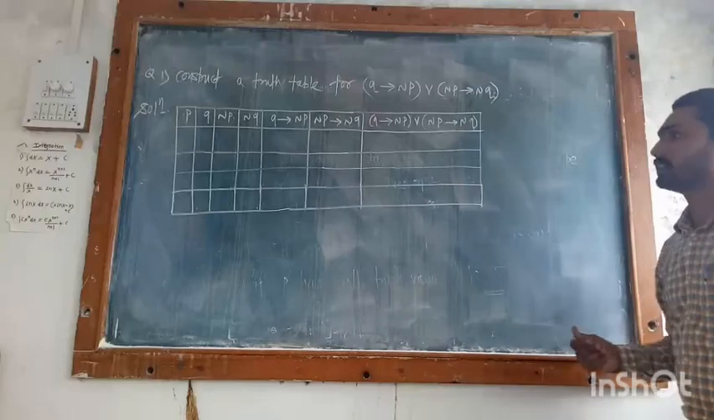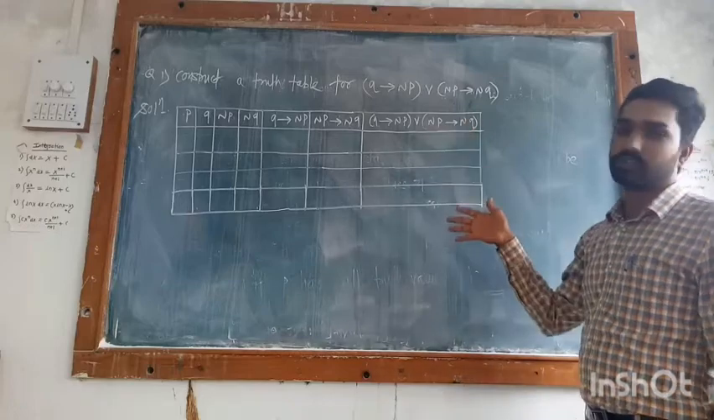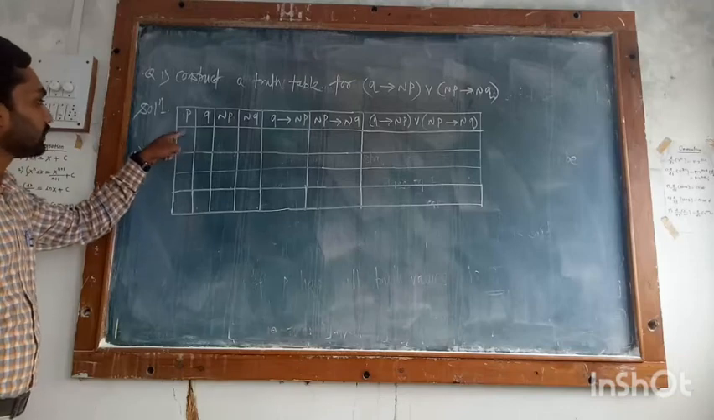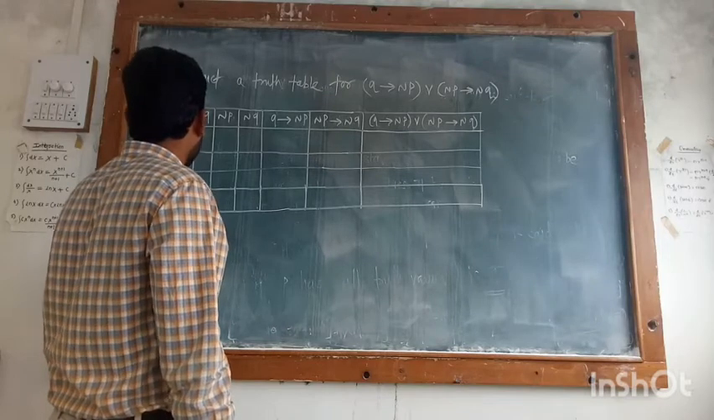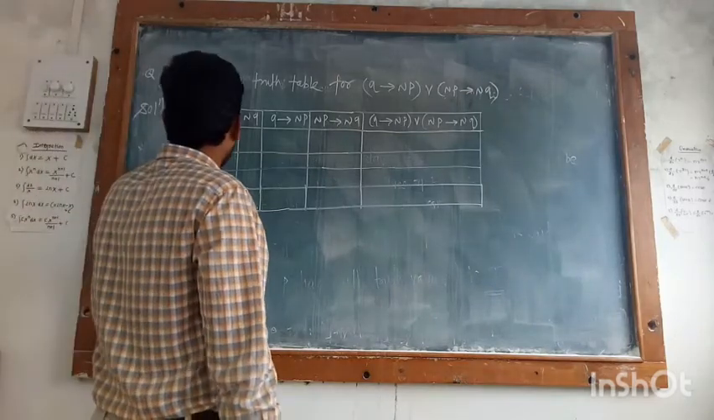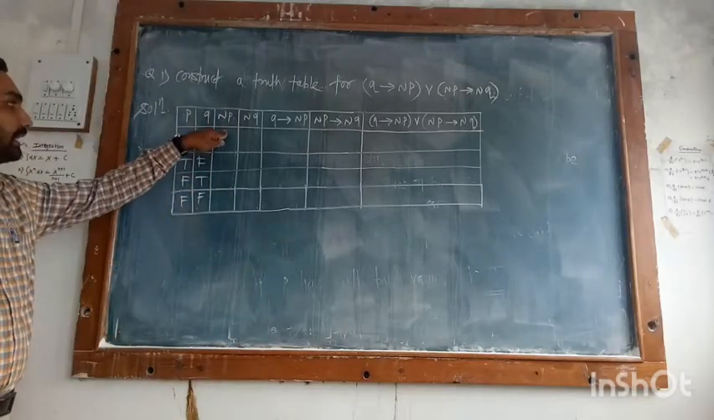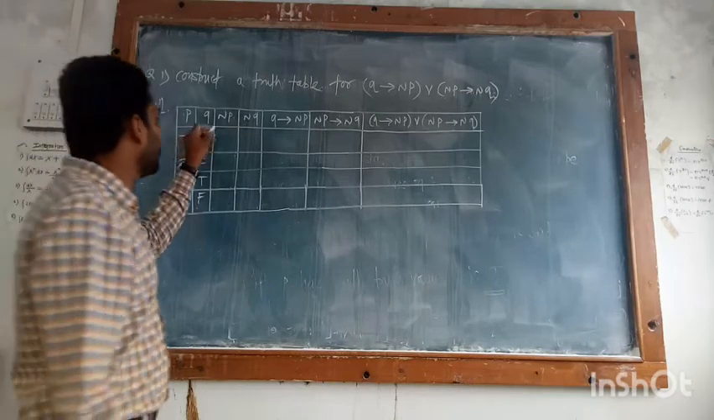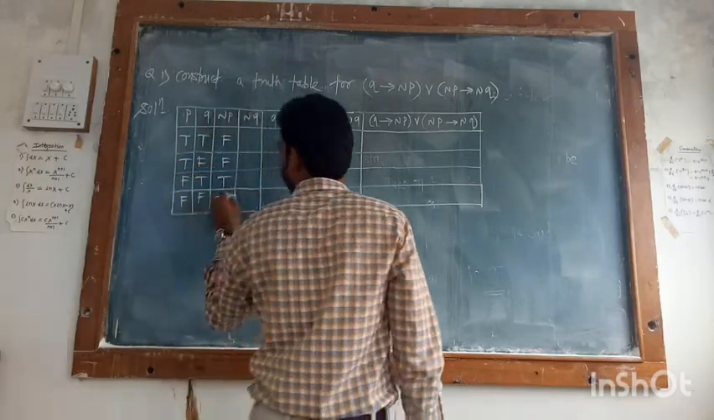Okay, so this is your truth table. You want to make the table containing 4 rows and 7 columns. In the first column for proposition P, the first 2 values are T and the remaining 2 values are F. Same for proposition Q, we get alternate values T, F. Next, we find negation of P. Negation of T is F, again negation of T is F, negation of F is T, negation of F is T.